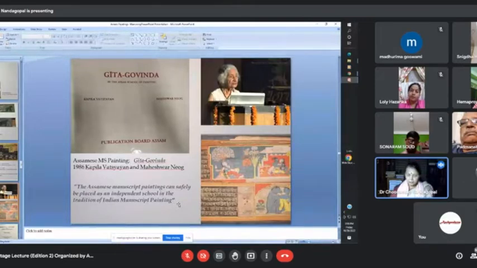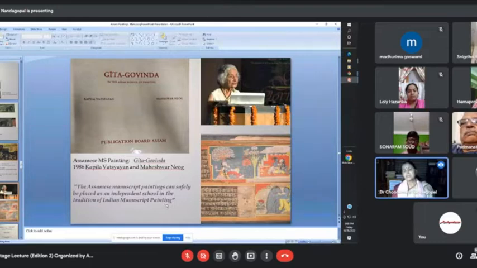In 1992, myself and Dr. Chaudhary met Dr. Kapila Vatsyayan in Delhi. She discussed with us and said, somehow we must take Assam paintings to the mainstream, and people should study Assam manuscript painting. That was her vision. And then we also felt, myself and Dr. Chaudhary, that it is our responsibility now to work on this.